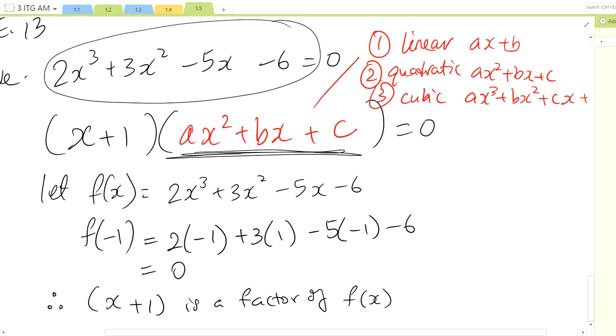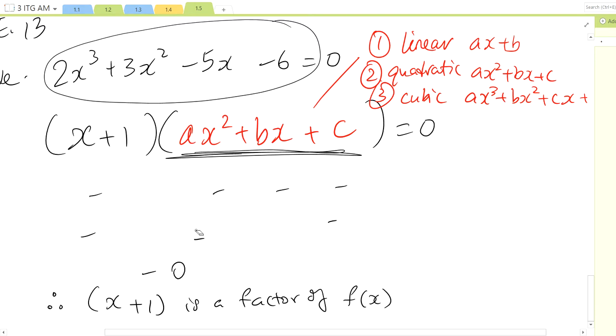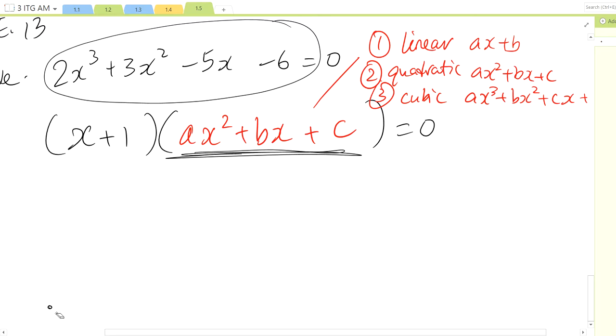Let me just remove this so that I have some space. By observation. Are you sure A equals 1? What is A equal to? 2. Why would it be 1? You see, the A belongs to the x squared, right? Then I want an x cubed term. It only happens when I multiply by x. So I get A equals 2. What about C? Negative 6. Very good.